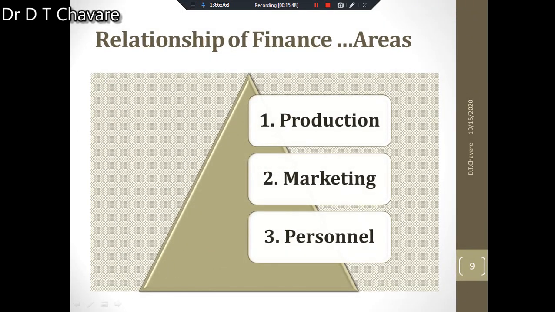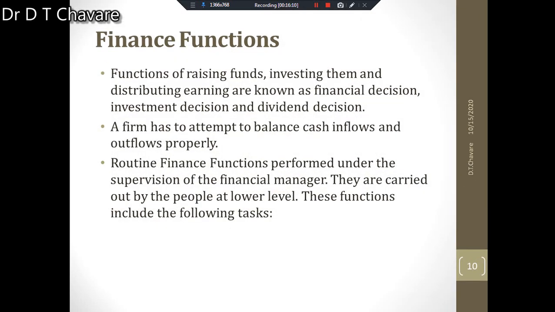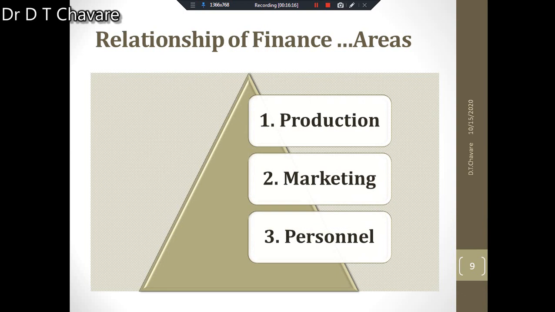Then we have to understand the relationship of finance with other areas of management. Okay, what are the other areas of management? There are three areas of management. The first area is the production area, the second is the marketing area, and the third is the personnel area. Now we have to understand the production area.